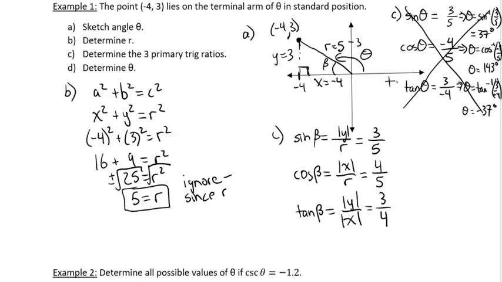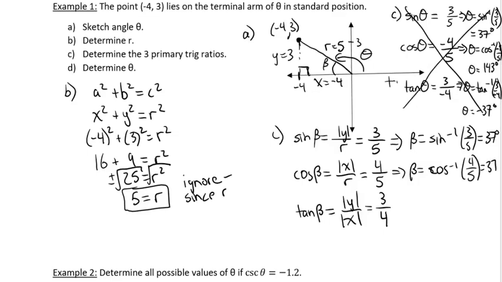They're all positive ratios. And so you might already think this because in the first quadrant, they would all be positive ratios, that this is going to give me the same angle each time. Well, let's actually solve these. In this case, beta would be equal to sine inverse of 3 over 5. Well, that gives me an angle of 37 degrees. Well, if I solve for beta in the second case, that would be cos inverse of 4 over 5. That also gives me an angle of 37 degrees.